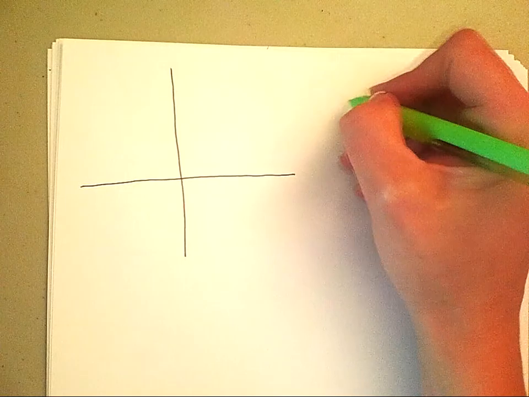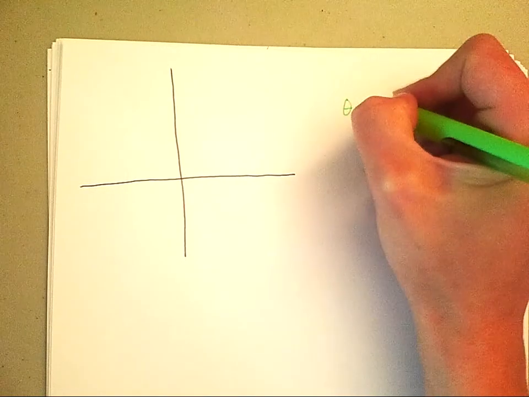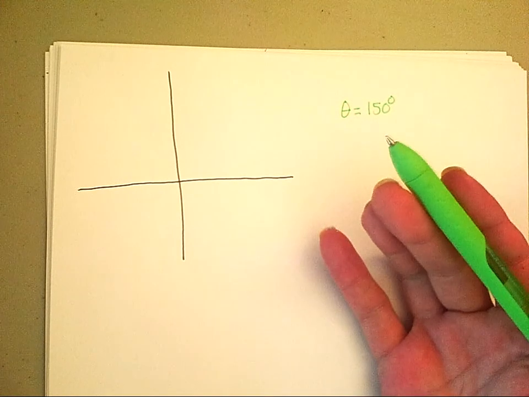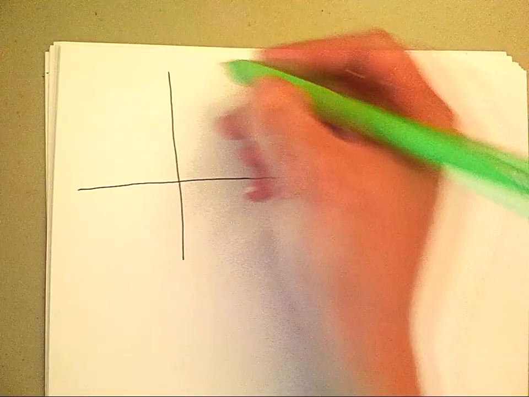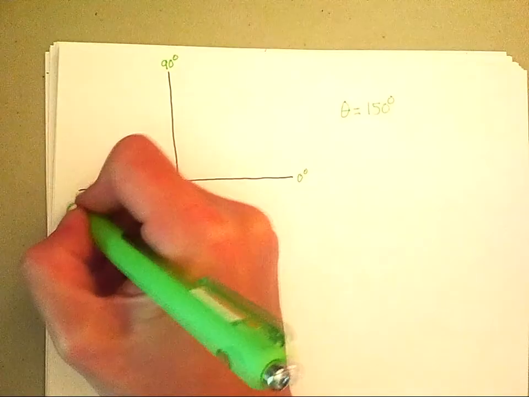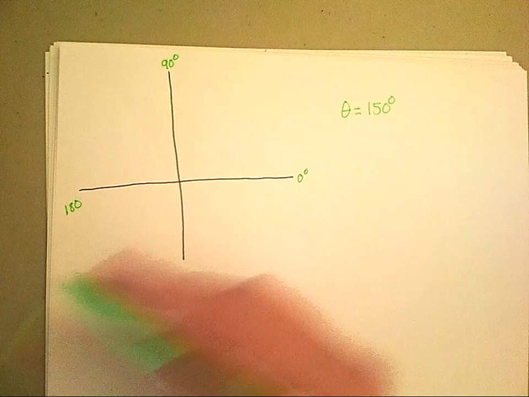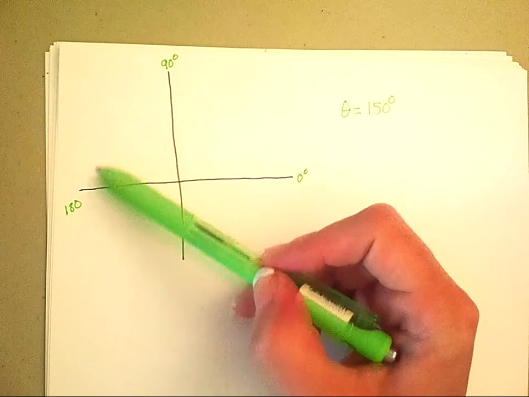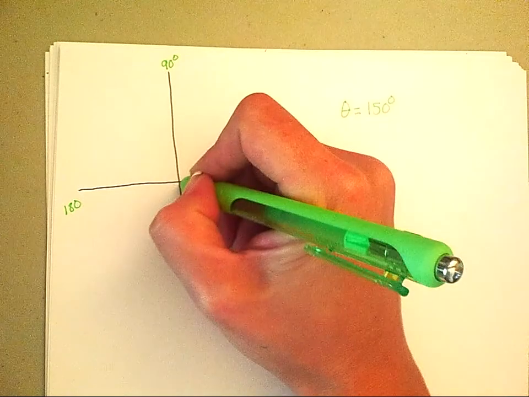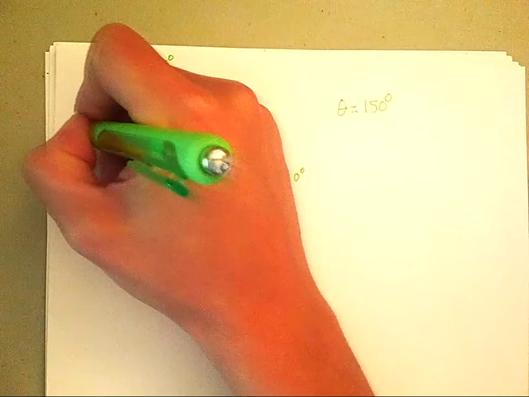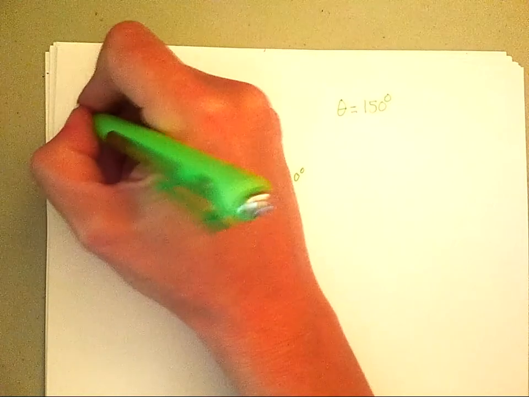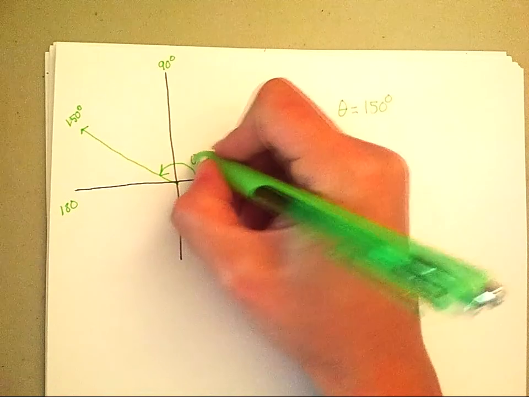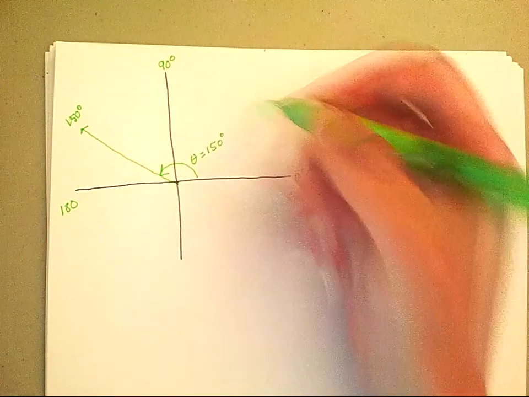Let's say we have theta that's equal to 150 degrees. Well, where would I sketch that? Well, I know if this is 0 and this is 90 and this is 180, the 45 degree line is 135, so it is 30 degrees above 180. It would be here, 150. This would be theta, which is equal to 150 degrees.